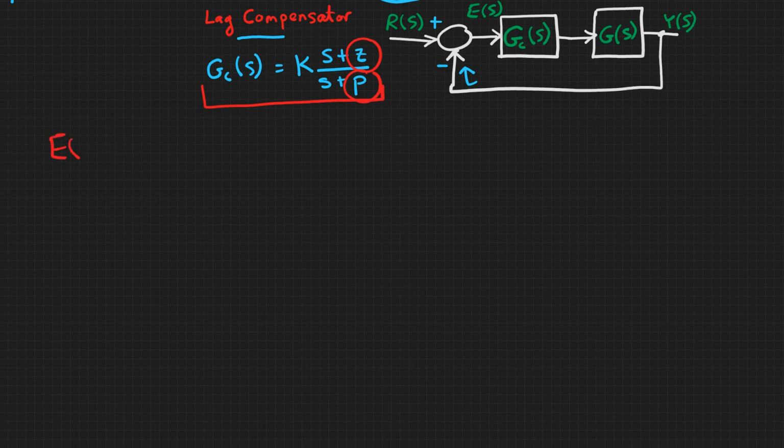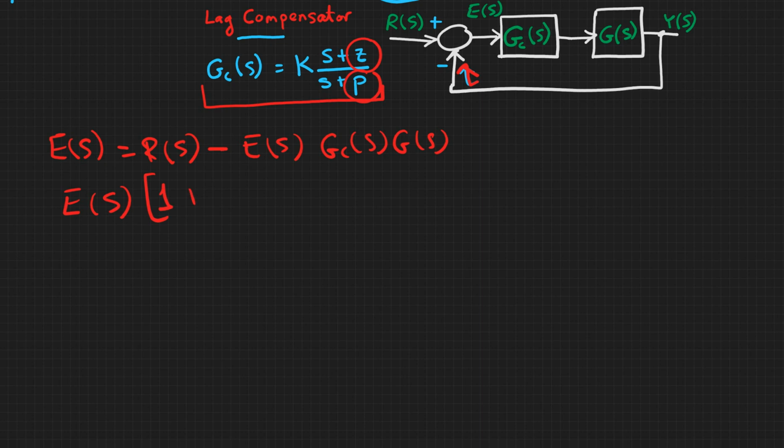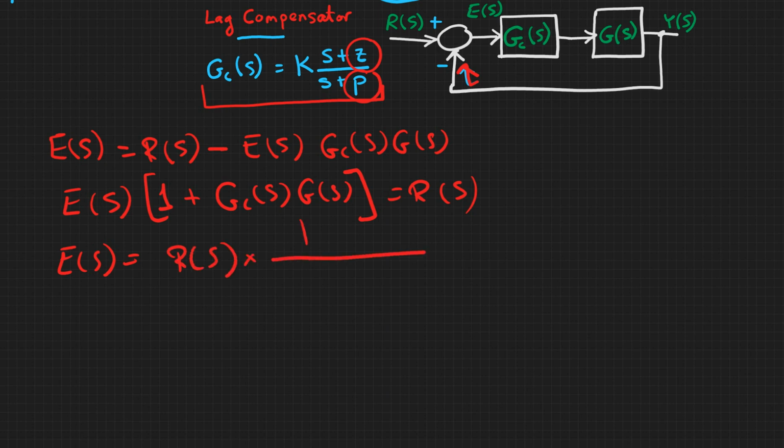If we want to calculate the steady state error, we can just use this block diagram here. We know that the error E is equal to the reference R minus E times GC of S times G of S, because we take the path that comes from here. So E multiplied by GC multiplied by G, and then you subtract that from R, you get E. Then you rearrange the terms, and you get E times 1 plus GC of S times G of S equals R of S. From this expression you can directly say that the error is equal to whatever R of S you have multiplied by 1 over 1 plus GC of S times G of S.